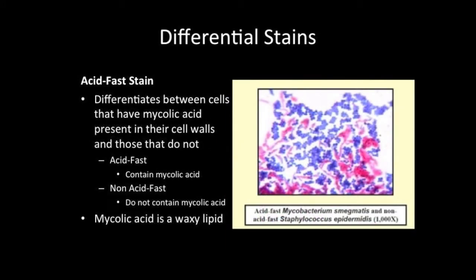The acid-fast stain is a differential stain that separates cells into two groups based on the presence or absence of mycolic acid in their cell walls. Acid-fast cells contain mycolic acid, while non-acid-fast cells lack mycolic acid. Mycolic acid is a waxy lipid that we will discuss in more detail when we get to the acid-fast stain.